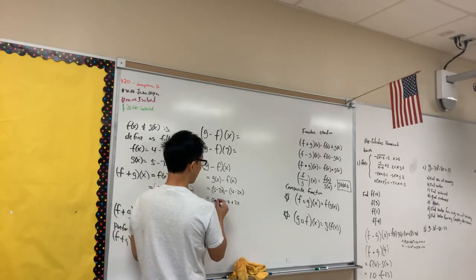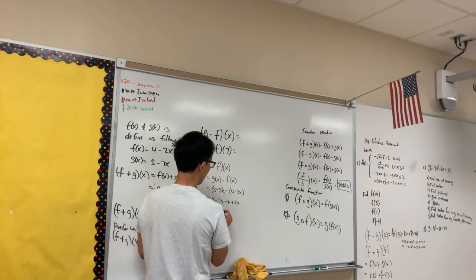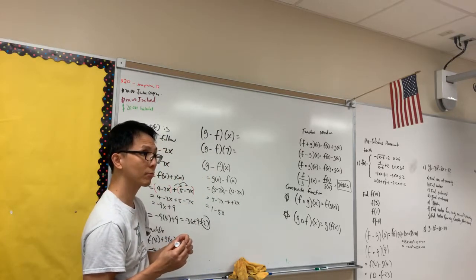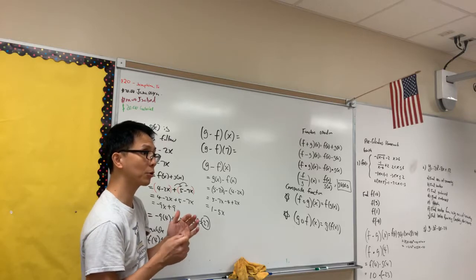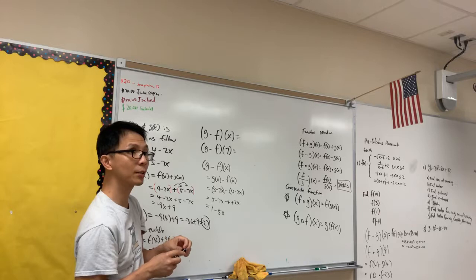So if I distribute correctly, that's going to give me 1 minus 5x. How many of you guys got this? Good. If you didn't, you forgot to distribute the negative sign, you forgot the parentheses, you forgot all those things. Yes?